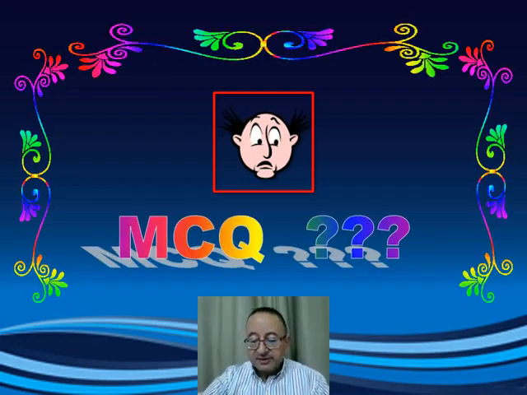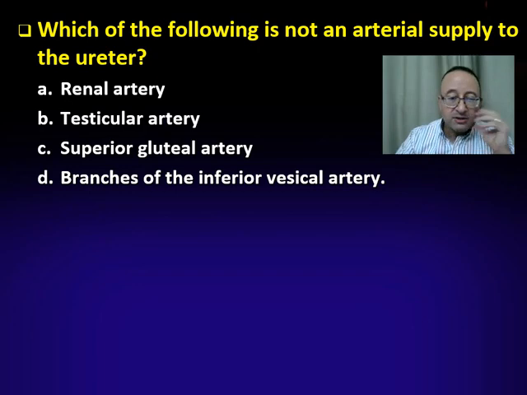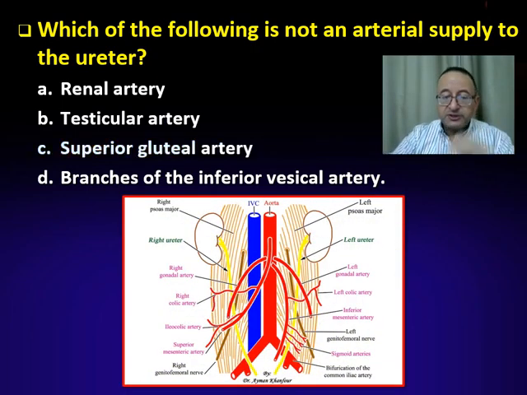Again, another refreshment by a multiple choice question. Try to think with me. Which of the following is not an arterial supply to the ureter? I look: renal artery, testicular, oh, superior gluteal artery. It is away from this region. So, except what? Except the superior gluteal artery.